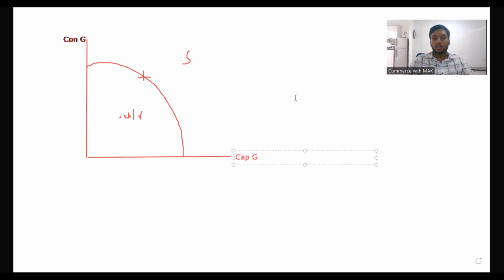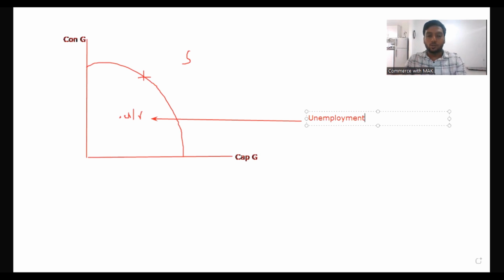So now what is this U and R? Remember, U is representing unemployment. R is representing recession. Now what is unemployment and recession? Let me explain to you. So first thing I want to explain to you is about unemployment. So when I say unemployment, most of the people think that people who don't have jobs is known as unemployment.